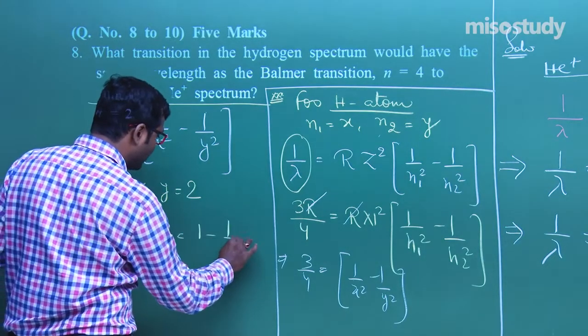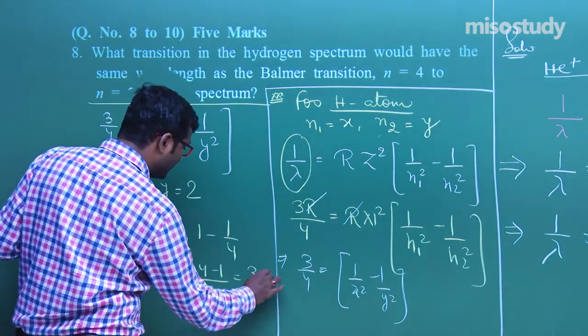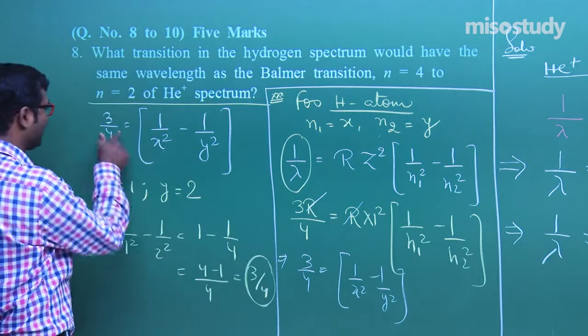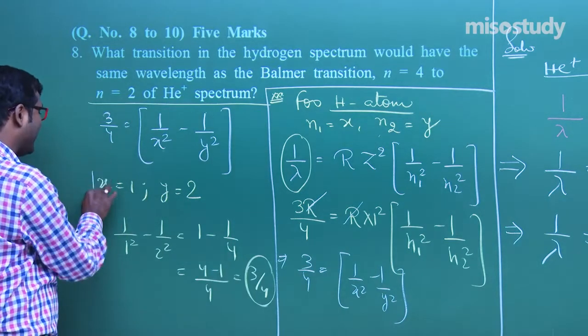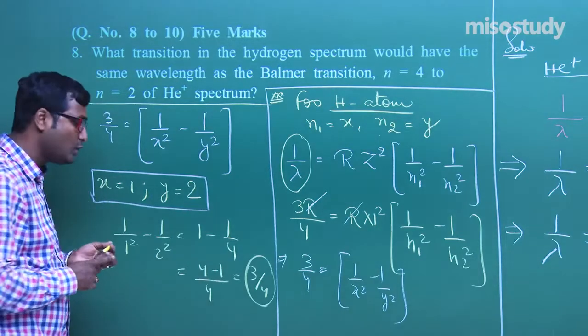That is 1 minus 1 by 4. LCM 4, so 4 minus 1 by 4, that is 3 by 4. This is equal to 3 by 4. Then definitely X is equal to 1 and Y is equal to 2.